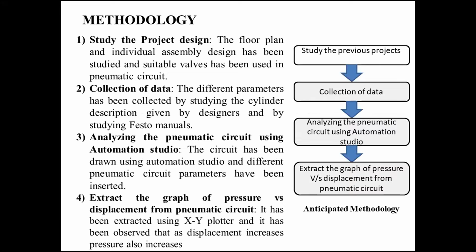As shown in the further slides, double solenoid valves are used, then flow control valves are used. The different parameters were collected by studying the cylinder description given and studying Festo manuals. The cylinders used in our project are basically Festo company cylinders. By studying those manuals, I came to know the bore, the stroke required, and other parameters.